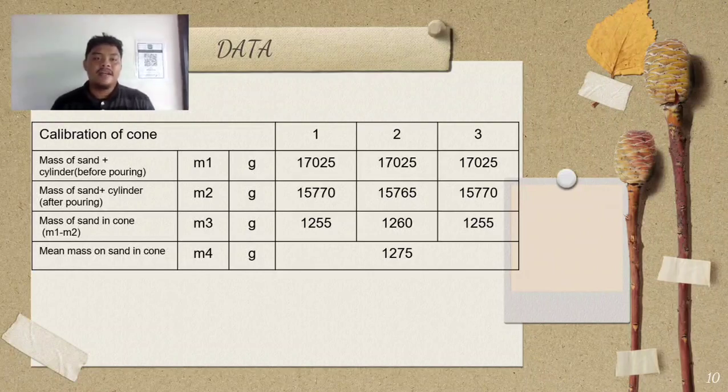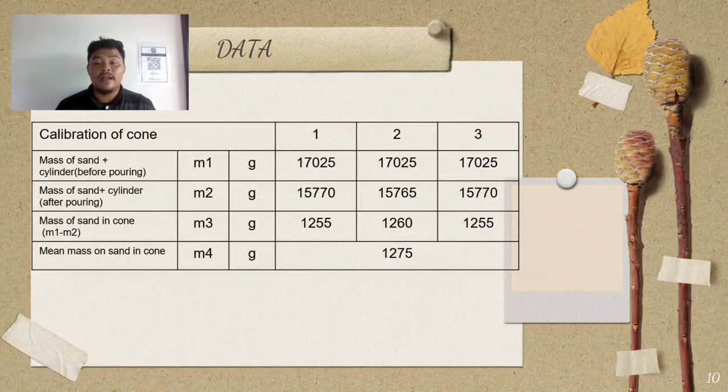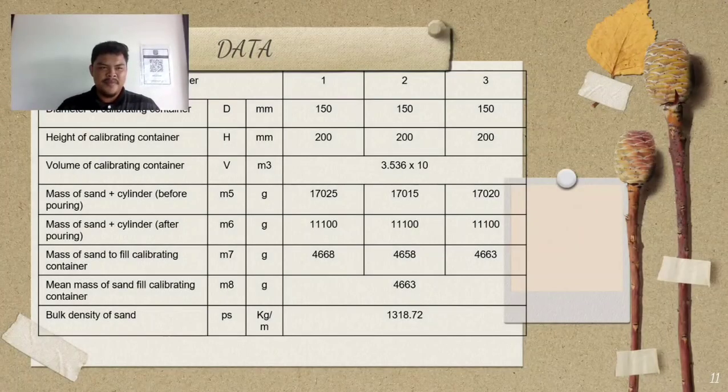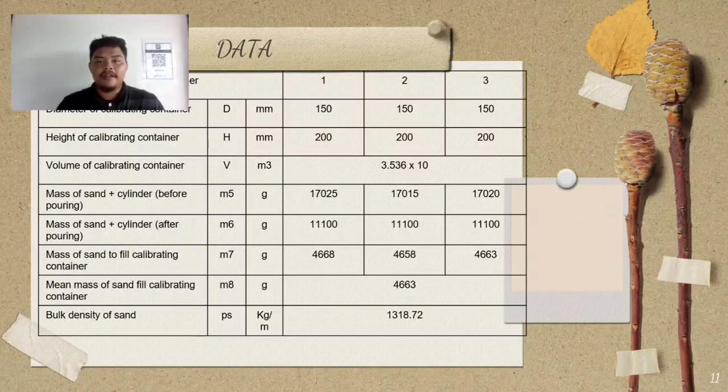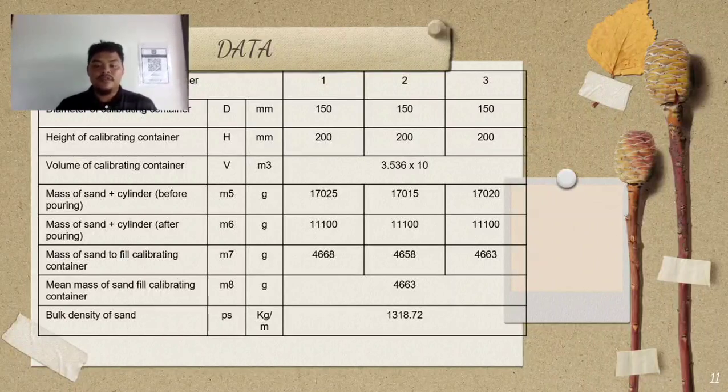After we carried out the calibration of cone in experiments 1 to 3, this is the data that we get. The mass of sand plus cylinder before and after pouring. The mean mass of sand in cone that we get is 1275. The volume of calibrating container is 3.536 times 10. Meanwhile, the mean mass of sand filling the calibrating container is 4663, and then the bulk density of sand is 1318.72. That's all from me. Thank you.